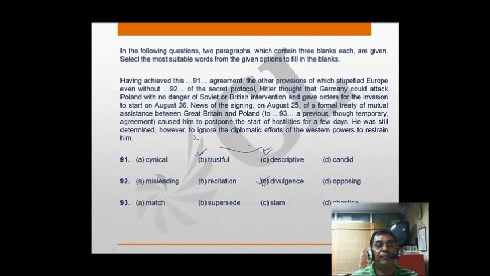After that, Hitler thought they could attack Poland with no danger of Soviet invasion. For the invasion, started news of signing a formal treaty of mutual assistance between Great Britain and Poland to supersede a previous one, should be the right answer. To supersede a previous one should be a right answer. So these two are very correct. But the fact is here, with stupefied German, so there I think trustful.